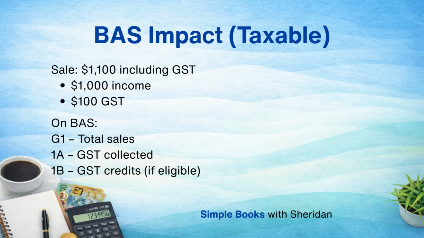If you sell a service for $1,100 including GST, $100 of that is GST, and the remaining $1,000 is your income. On your BAS, the total sales are reported at G1 and the GST collected is reported at 1A. And you may claim GST credits at 1B for any eligible expenses. This really is the most straightforward category.